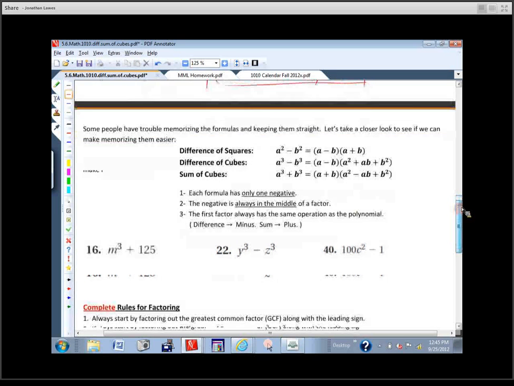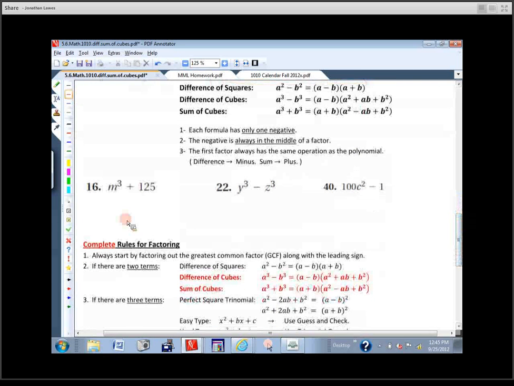Okay, you're going to run into a bunch of problems like that. So all we need to do is determine what it is. Okay, watch please. The first thing we notice is this is a sum. We've already thought in our heads, can I take out a greatest common factor? There's not one. It's a sum. I know immediately it's got to be this one. If this one doesn't work, I'm done. I'll just say it's prime. So perfect cube of m, perfect cube of 5. So I write down an m and a 5. What sign goes in between here? It's going to be a plus, same as that one.